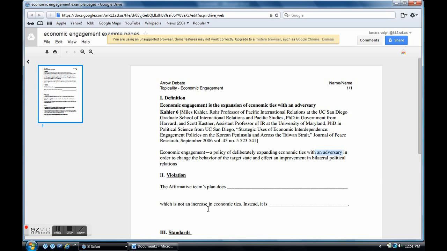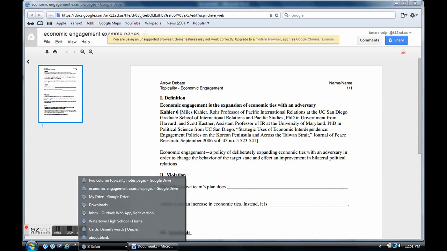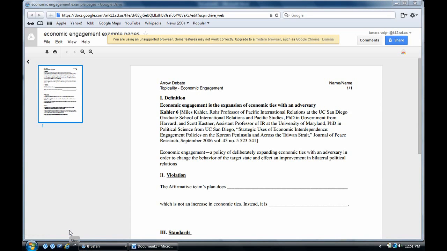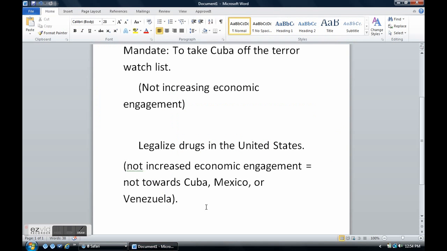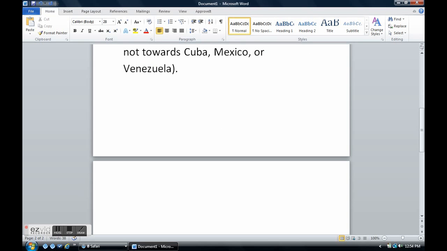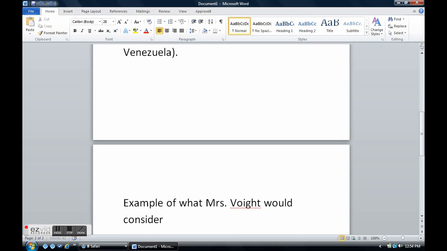An interesting part of this definition is that it says you have to expand economic ties with an adversary. And this would allow tricky teams, or you could say clever teams, I suppose, to run an argument that would go like this. Because you have engagement with, for example, Mexico, you are outside of the resolution because you're not engaging with an adversary. This is an example of what I would consider an abusive topicality.